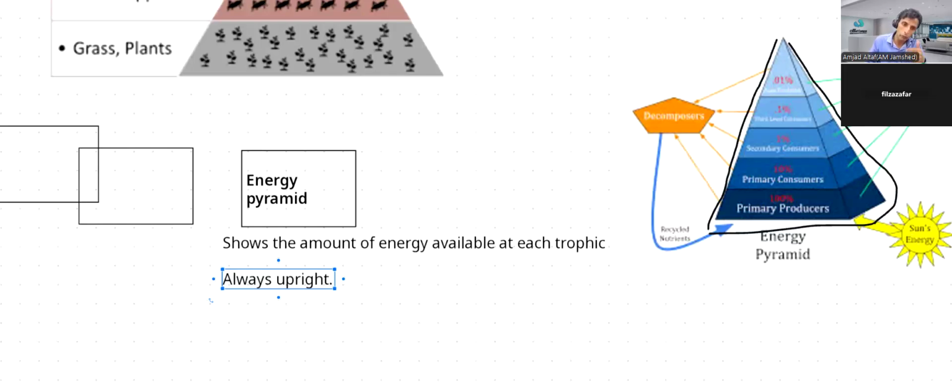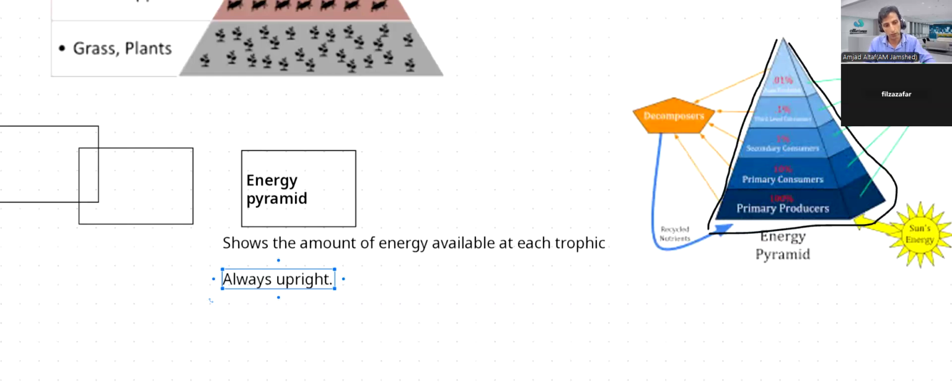So what is its advantage? It shows the energy flow, the most accurate energy flow. This is the advantage of this pyramid. Why are you studying this pyramid? The pyramid is just showing us the pattern of energy consumption.